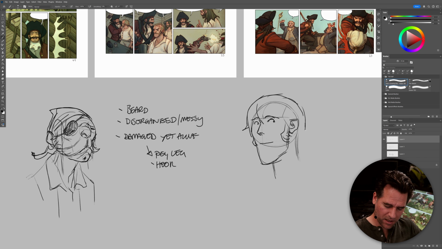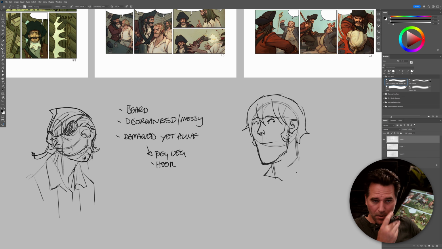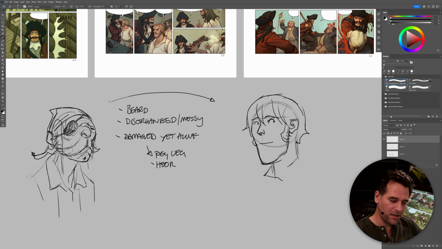His kind of helmet hair thing going on. Boom. So I guess the next thing is to think about what are the visual design language differences between these, and how can we apply them to create variation and similarity?